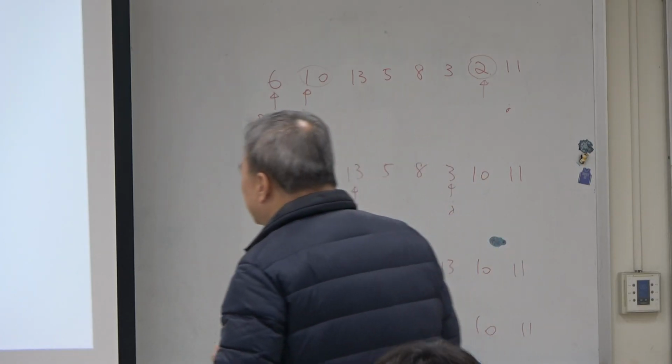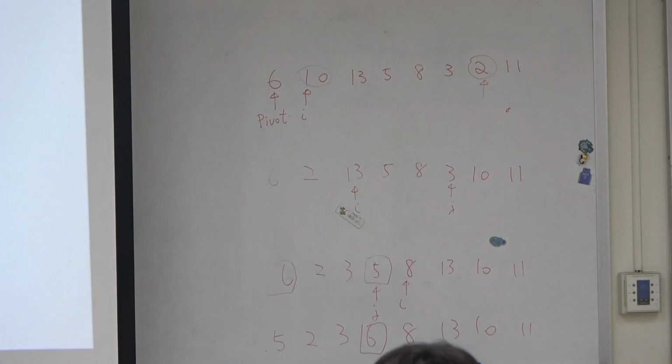So the worst case is that if your input is already sorted, either ascending or descending, it doesn't matter. In that case, the pivot will always be picked as the min or max element. So if that's the case, one side of the partition will always be empty.